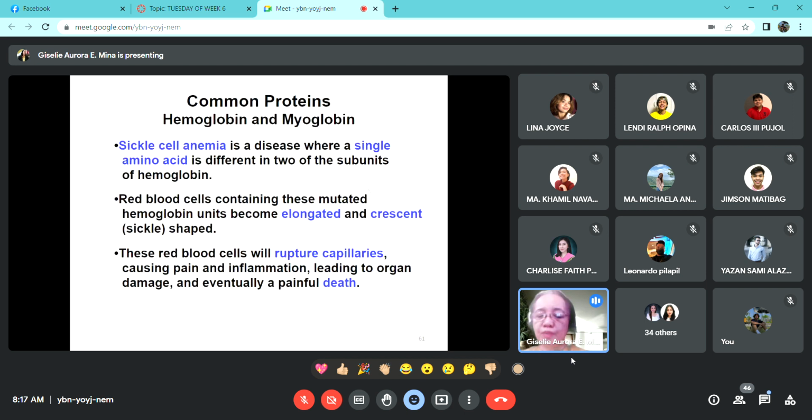Usually this happens when there are some antibiotics that can cause the formation of sickle cell anemia, and most of these antibiotics were already banned by the Bureau of Food and Drug because they affect the hemoglobin and cause the production of sickle cells. Prolonged formation of sickle cells can lead to leukemia.